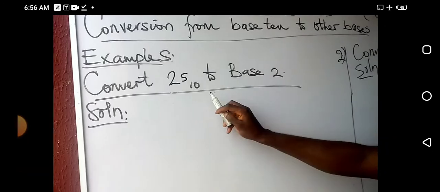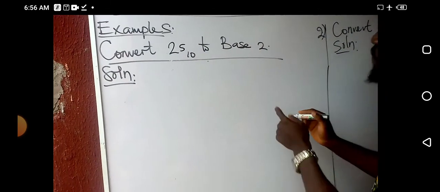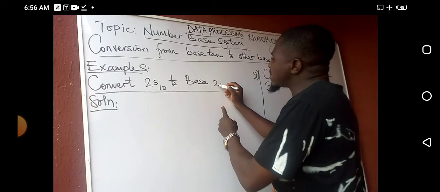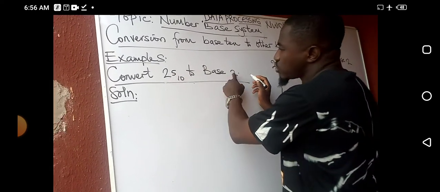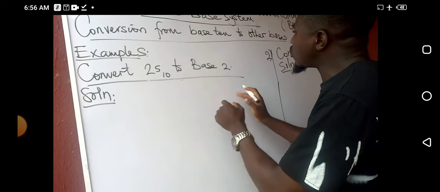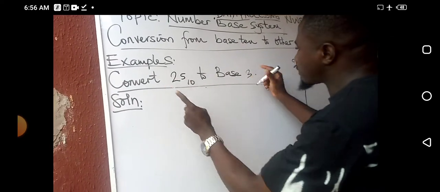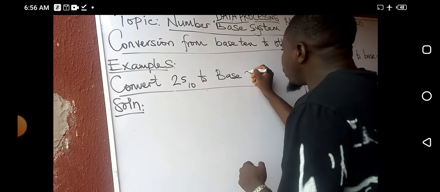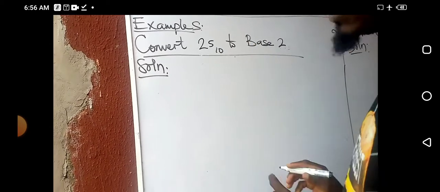Convert 25 base 10 to base 2. How are you going to do that? For you to convert 25 to base 2, you are going to divide it by what? 2. This 25 is in base 10, so for you to move it to base 2, you divide by 2. Assuming it was base 3, you would divide by 3. But we are trying to convert it to base 2, which is the binary system.